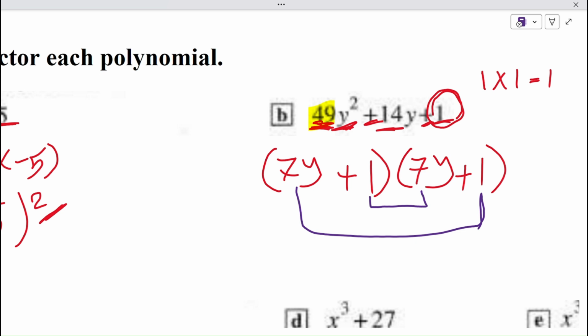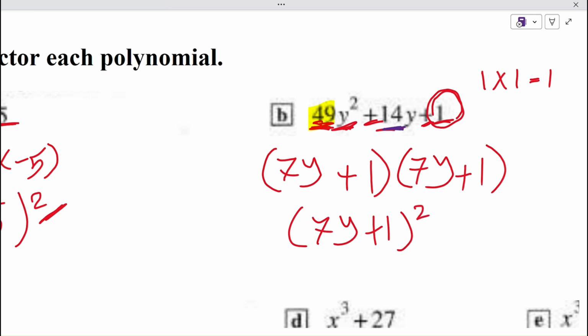Multiplied. 7 times 1 is 7. 7 times 1 is 7. 7 plus 7 is equal to 14. So we have 14 here. Yeah, we have it. So our answer is right. Again, we have the same brackets. You can write just like (7y plus 1) to power 2.